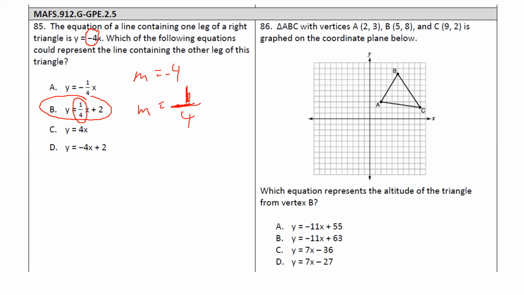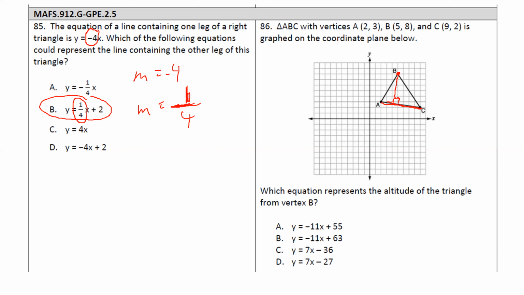On 86, this one actually gives you a drawing. And it says it is graphed on the coordinate plane. Which equation represents the altitude of the triangle from vertex B? So B is up here at the top, and altitude is going to come down to this other side, and it's going to have to be perpendicular with AC. So first thing we have to figure out is, what is the slope of AC?